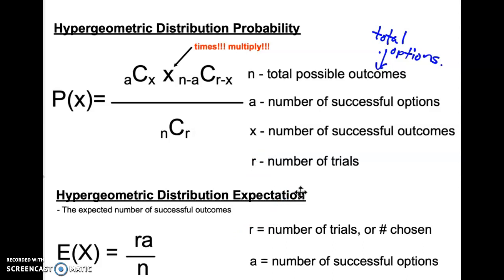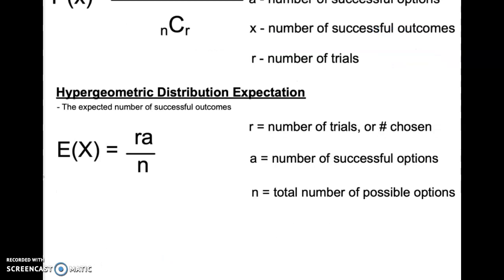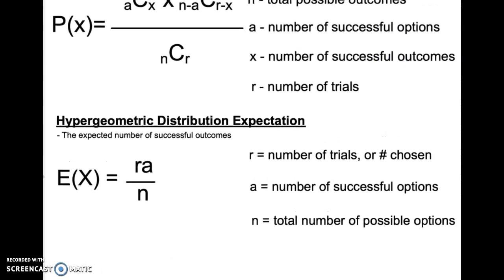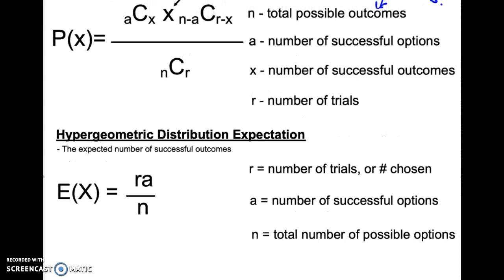Just like before, there is a specific expected value formula that goes along with this. It would be R, the number of trials, or the number of things that you're choosing, times A, which is the number of successful options that you have, all over N, where N is the number of possible options. As I said before, I wouldn't recommend memorizing this formula. I would just do the question like we would have in the combinations unit.